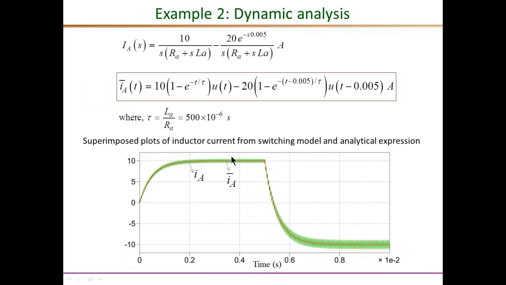Also notice the peak-to-peak ripple during the region when we had positive current and D of 0.9. This peak-to-peak ripple is much less than the peak-to-peak ripple corresponding to a lower D and negative current. And that's exactly what we derived earlier. So this was, I think, 0.9 amperes peak-to-peak. This was more than 2 amperes peak-to-peak. Okay, so they match very well.